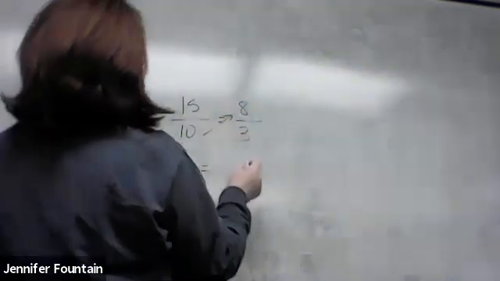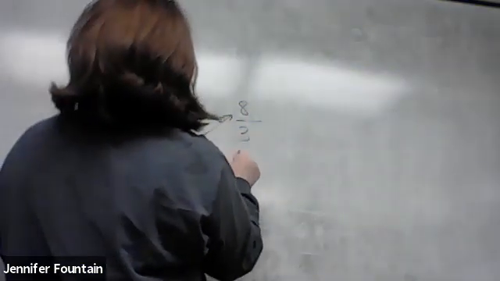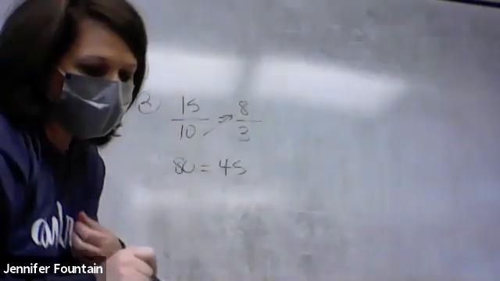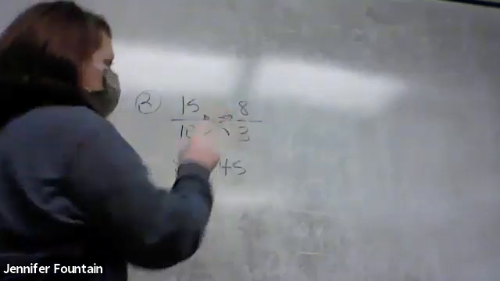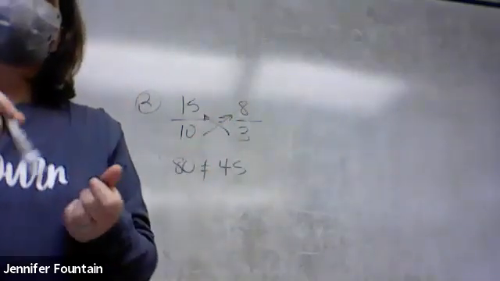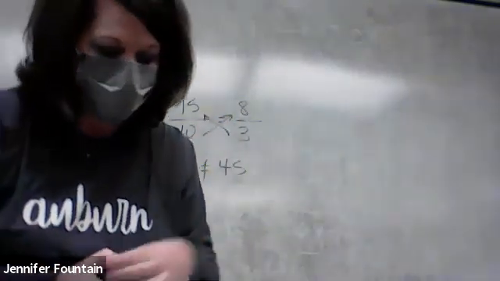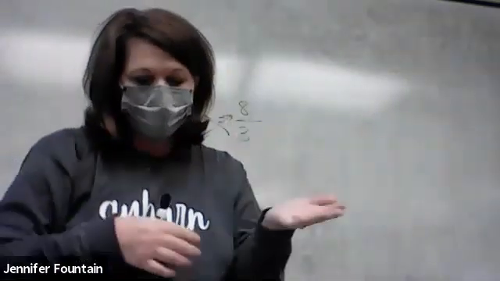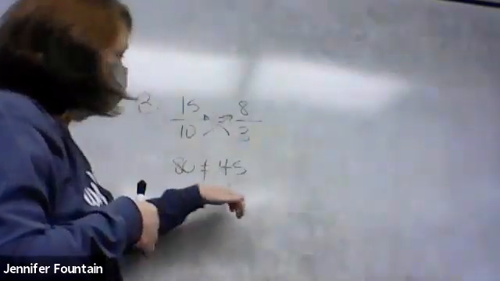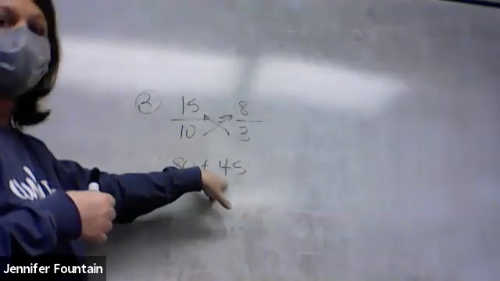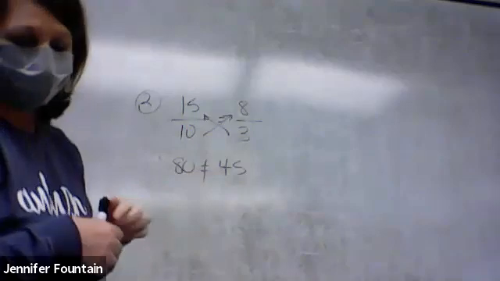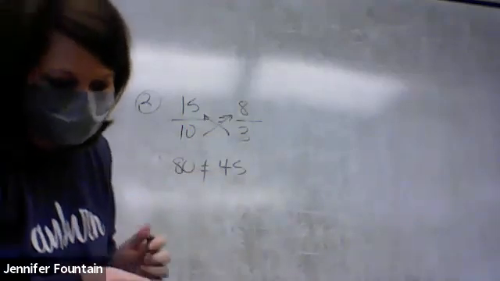Cross multiply. I've got 10 times 8 is 80. 15 times 3 is 45. Does 80 equal 45? No. So, are these similar? They are not, because they're not proportional. By cross multiplying, these two do not equal each other. So these are not similar figures. Let's look at number 3.